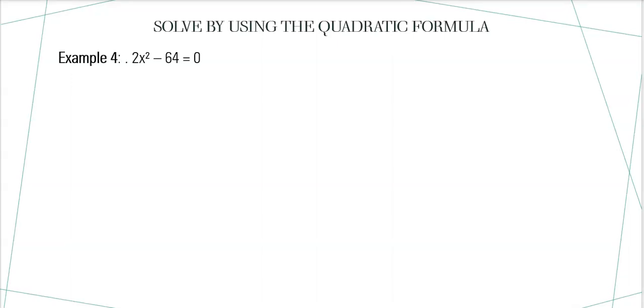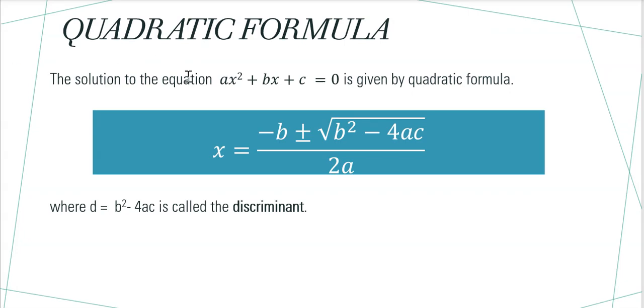Let's see another question. How do we solve by using the quadratic formula? We know that the quadratic formula to solve the quadratic equation ax² + bx + c = 0 is given by x = (−b ± √(b² − 4ac)) / 2a. Here plus and minus give you the two values of x. The term b² − 4ac, which we denote by D, is called the discriminant.